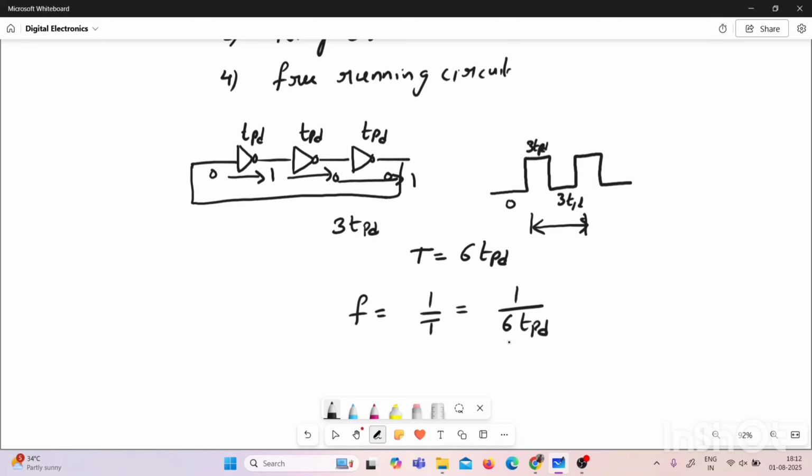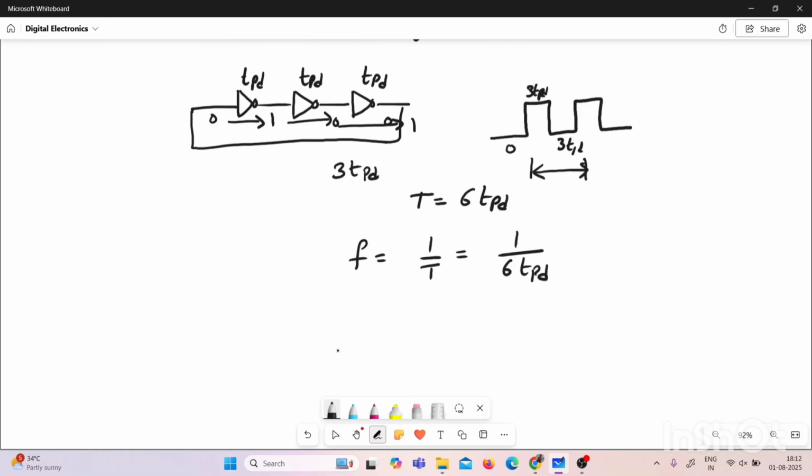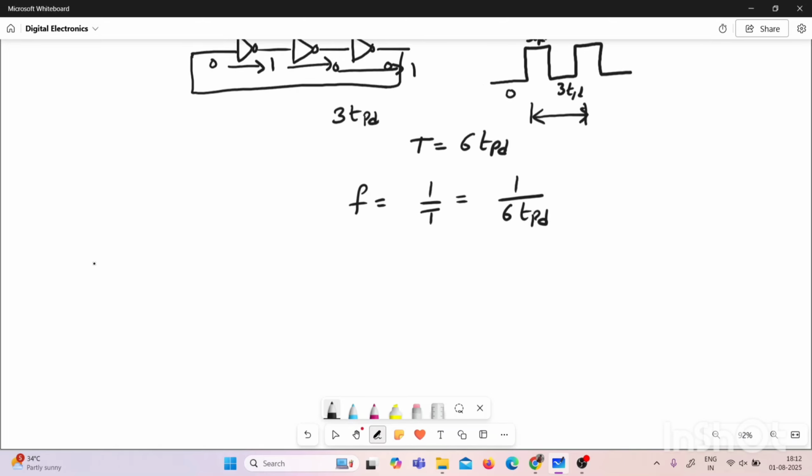Let us solve one question on this, a previous GATE EC question. So for the same circuit, a propagation delay TPD is given, and the propagation delay of each inverter is given as 100 picoseconds. What about the frequency of the generated clock wave?